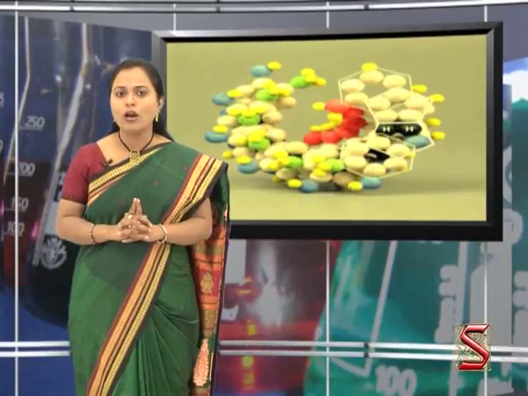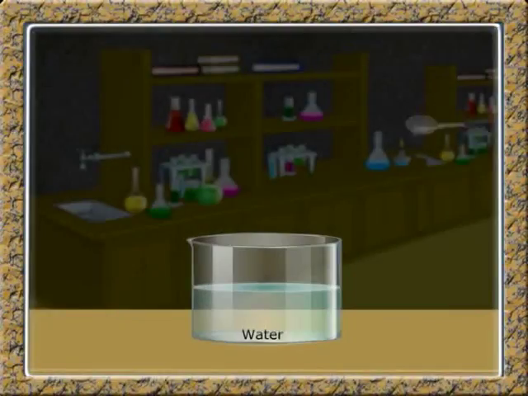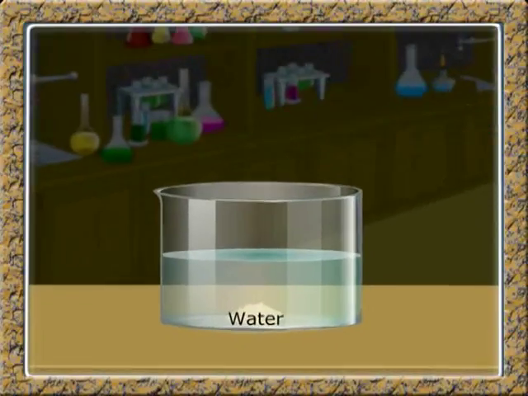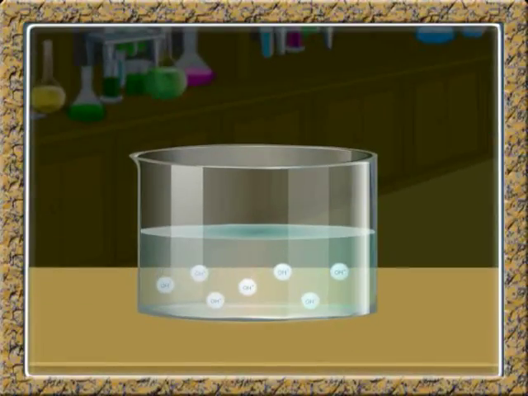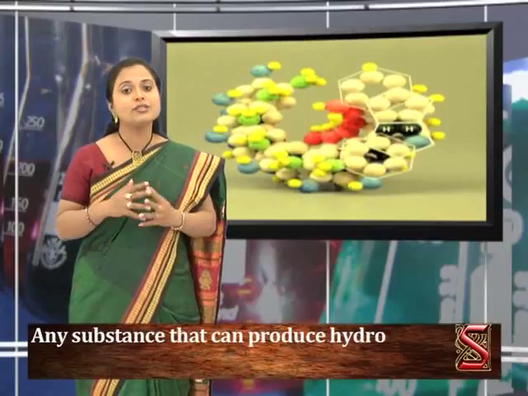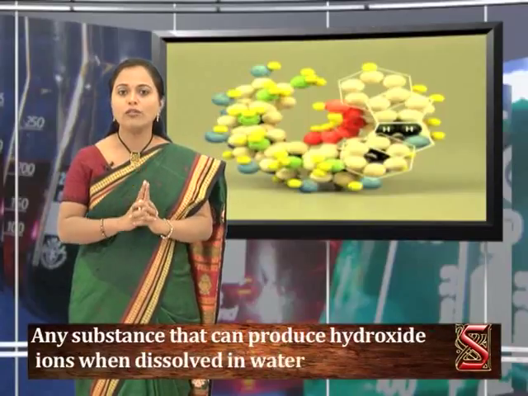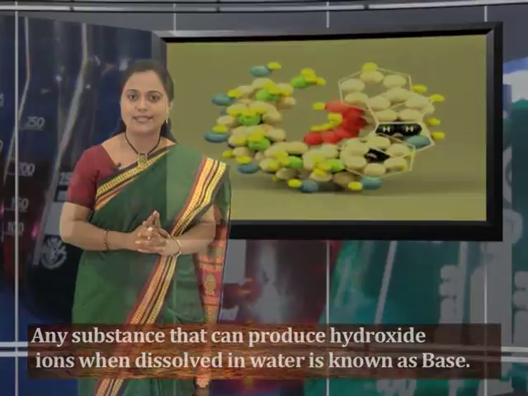Now, let's know how the bases are prepared. Take a substance and dissolve it in water. We can observe the release of hydroxide ions from the solution. By this observation, we can say that the solution we have taken is a base. Any substance that can produce hydroxide ions when dissolved in water is known as a base.